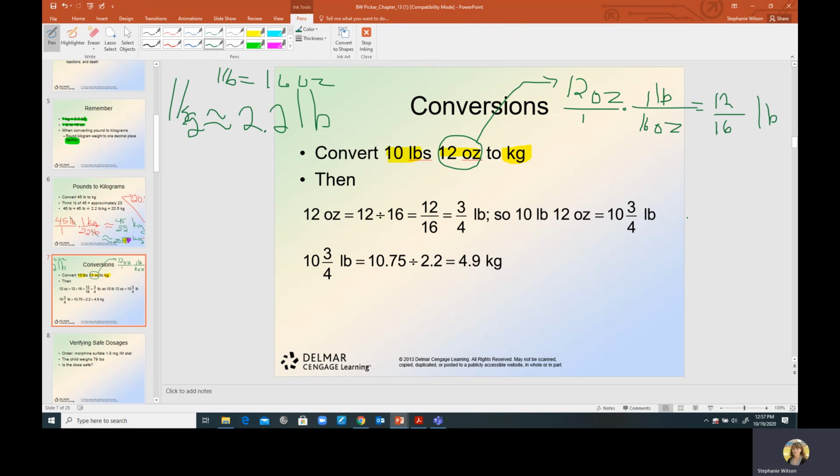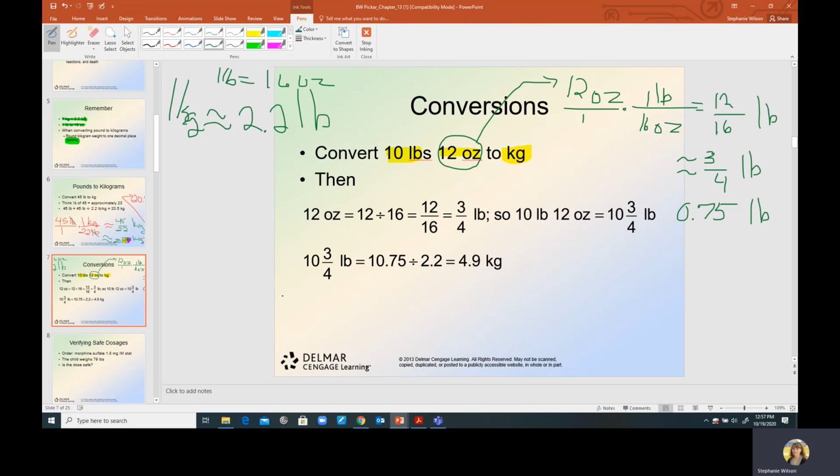So when I reduce this, I know that 12 and 16 will reduce by 4, and it's going to leave me with 3/4 pound. And now I need to convert that to decimal, and 3/4 pound is 0.75. And we don't want to do any rounding right now.